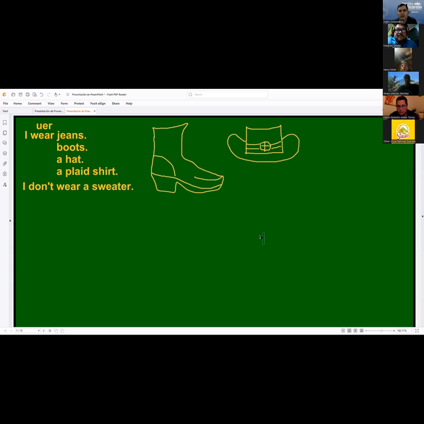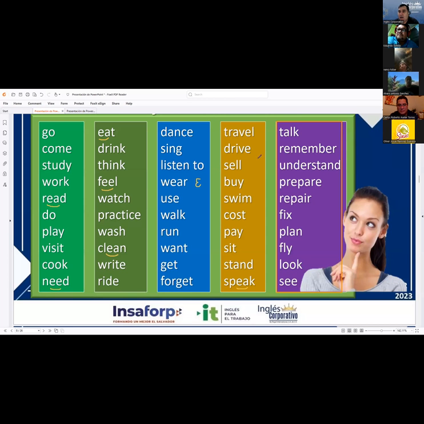I don't wear a sweater. Do you wear a sweater? Yes, okay. I don't like sweaters. They are uncomfortable, really stuffy. So I don't like them. But I like jeans, yes. I like plaid shirts. I don't like hats.